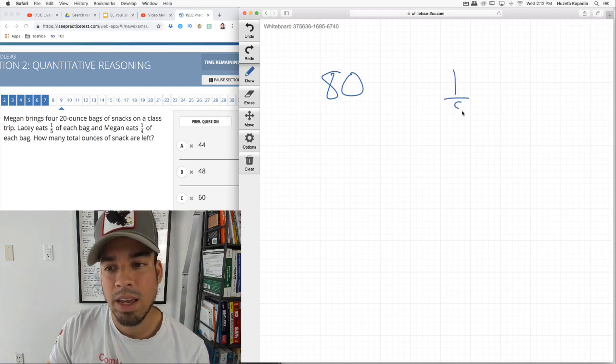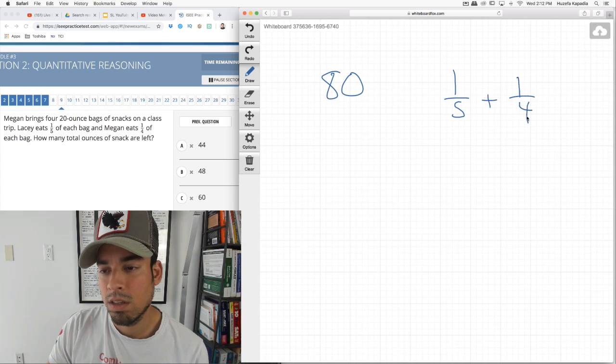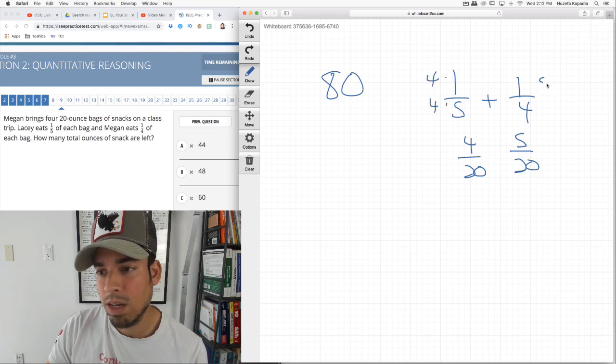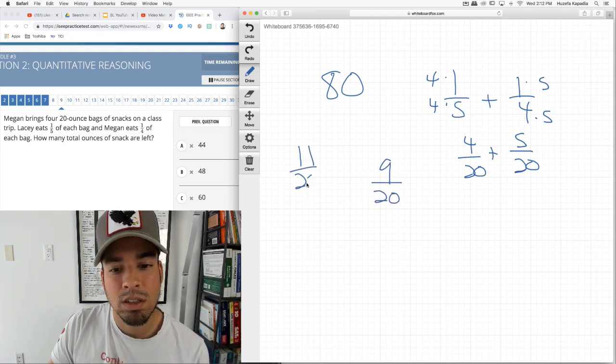So 1/5 and 1/4 are eaten. So I'll do it like this. So this becomes 4/20. This becomes 5/20, right? I'm multiplying this by 4 and 4 to get a common denominator, 5 and 5. And then we add these together. So 9/20 are gone, which means 11/20 are left.